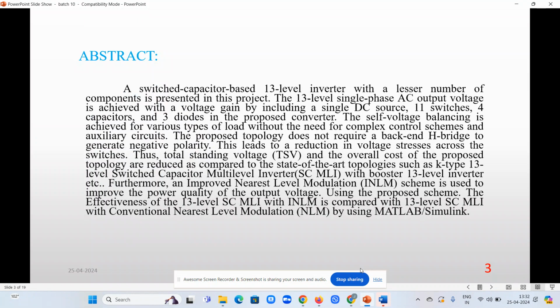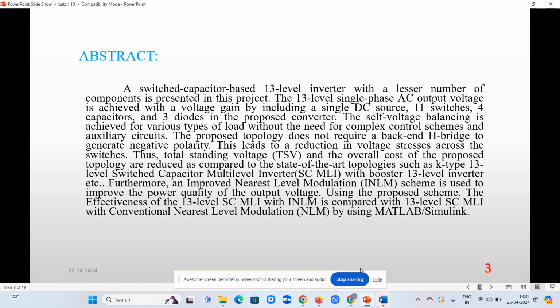The self voltage balancing is achieved for various types of loads without the need of complex control schemes and auxiliary circuits. The proposed topology does not require a back-end H bridge to generate negative polarity. This leads to a reduction in voltage stresses across the switches. The total standing voltage and the overall cost of the proposed topology are reduced as compared to the state-of-the-art topology such as the K-type 13 level switch capacitor multi-level inverter.